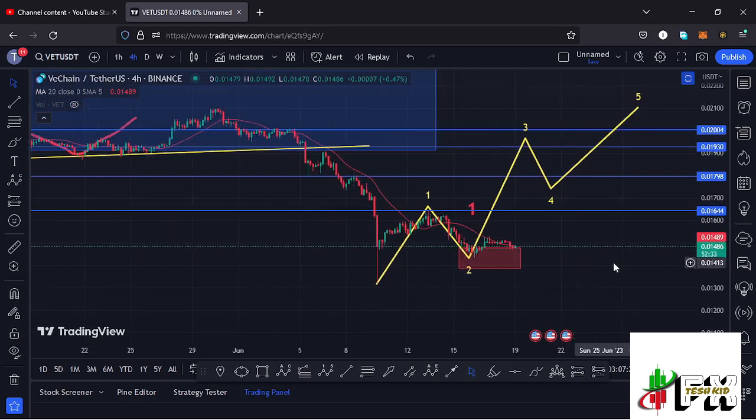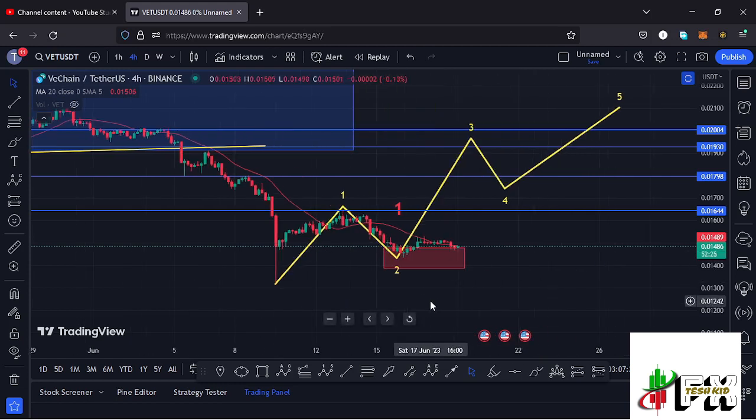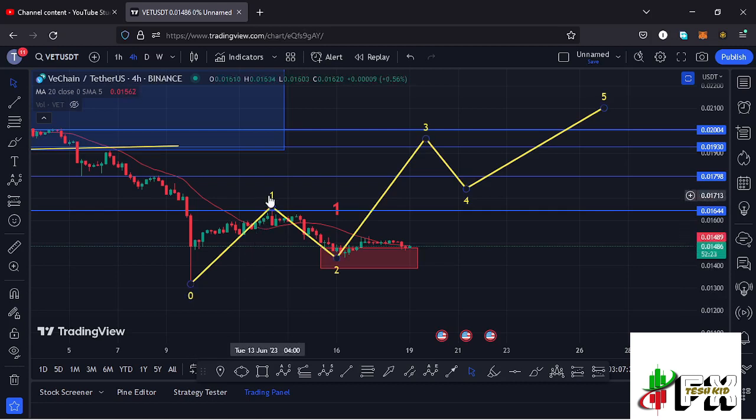And afterwards, after seeing that new bear market low, I've been trying to track a 5-wave move to the upside, because I believe that after seeing a new bear market low, Vechain is going to recover to the upper side, where you can see that I have these as the first wave to the upside.